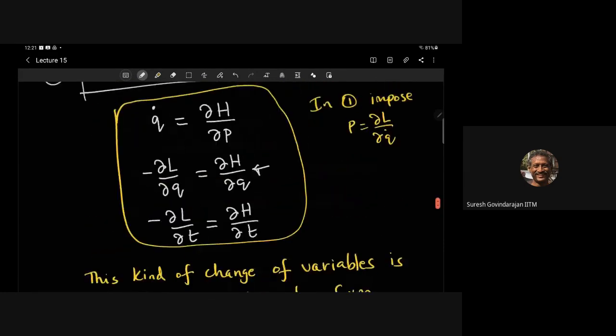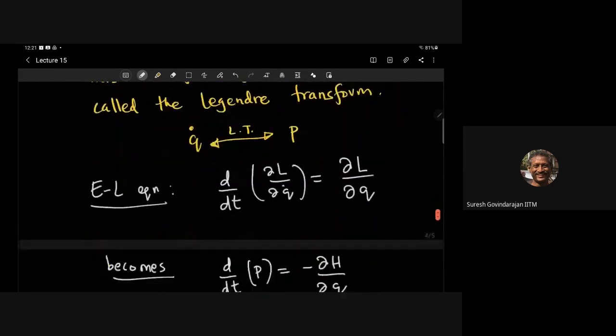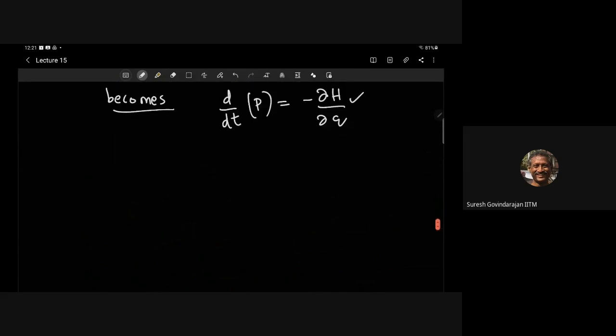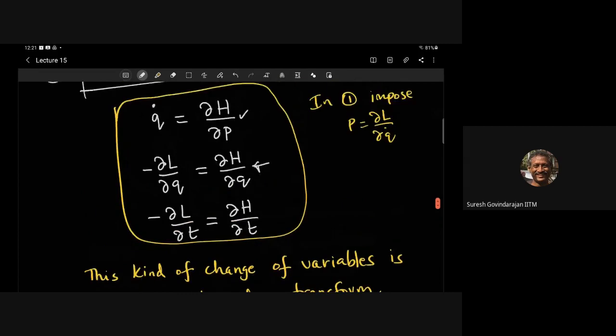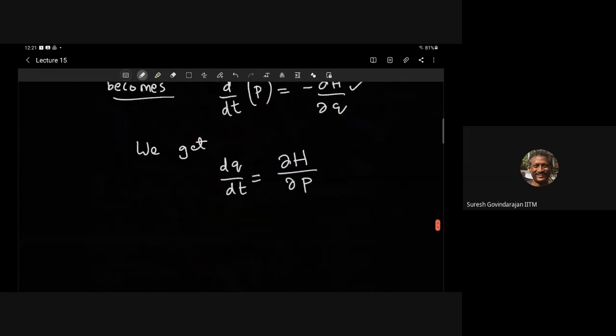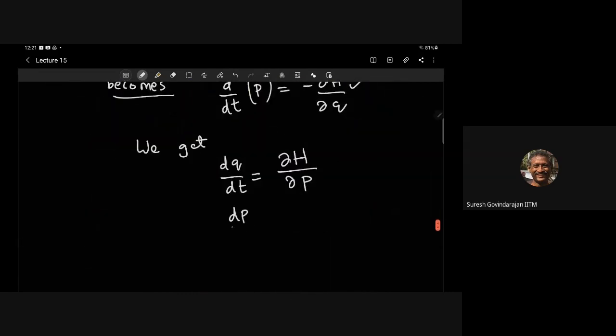Okay, so we can combine. So we get these two kind of equations. We get two first order equations like we wanted: dq by dt is equal to dH by dp. Again, one more thing I have done is to use q dot is dH by dp, which we have, and this equation dp by dt is equal to minus dH by dq.